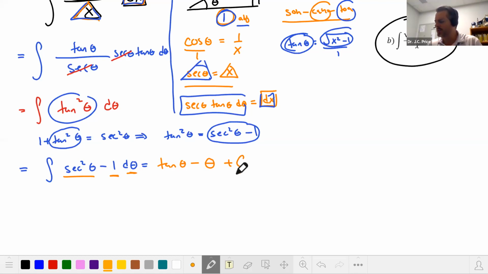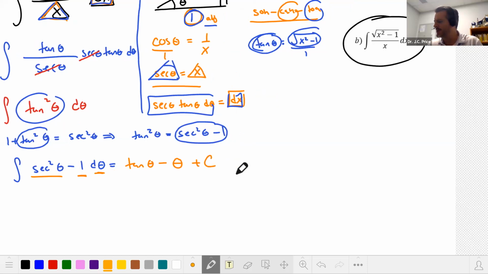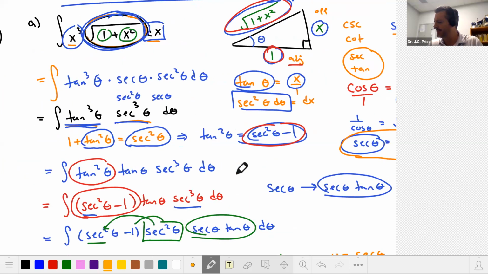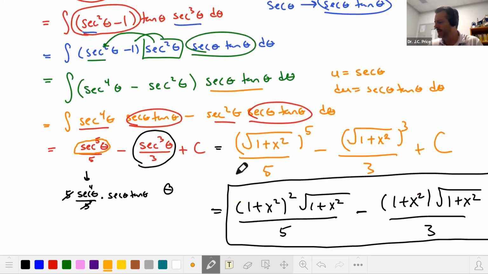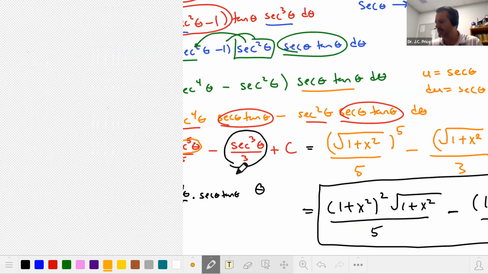And just to make sure, let me go back to the last problem. I'll make sure, did I put plus C on this over here, guys? Did I put my plus C? Oh, yep, I did. Okay, good. I just wanted to make sure I had that plus C on there.